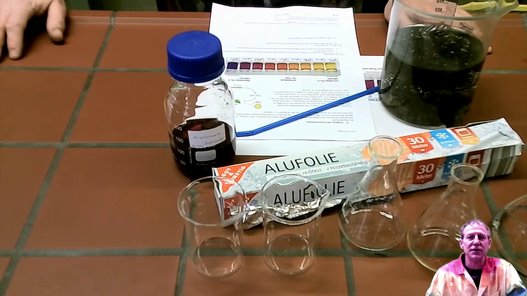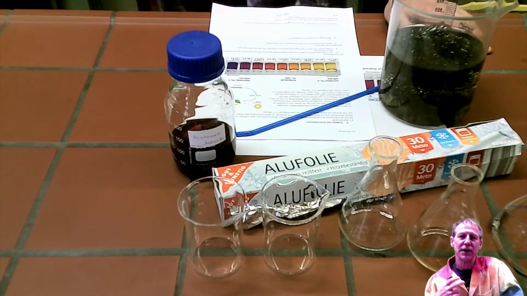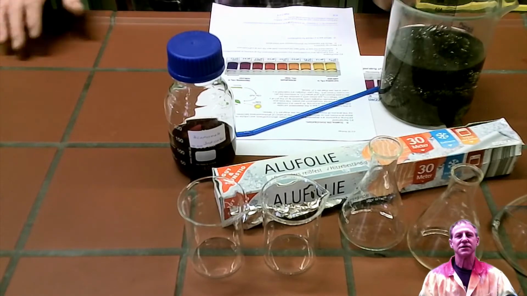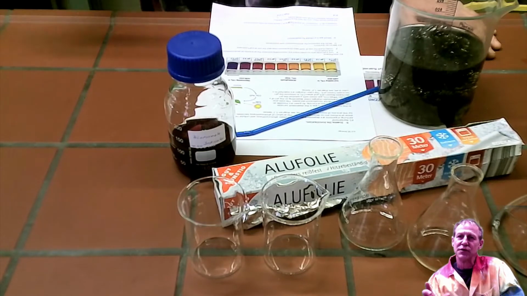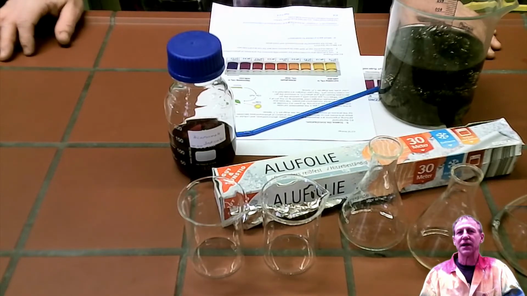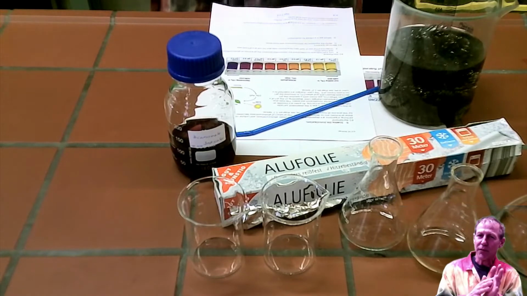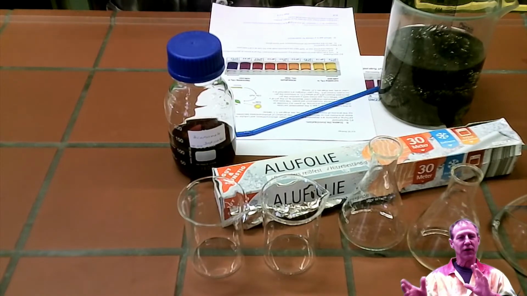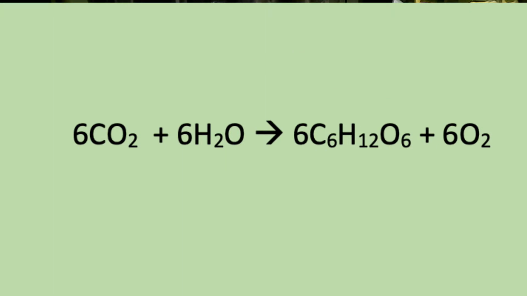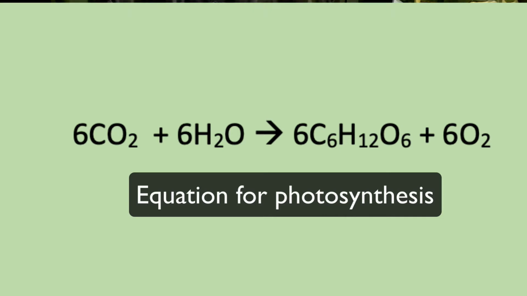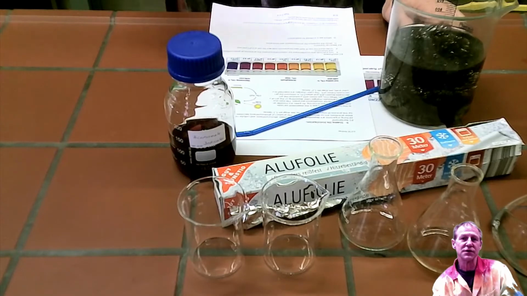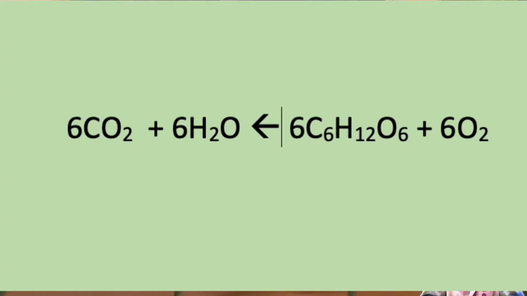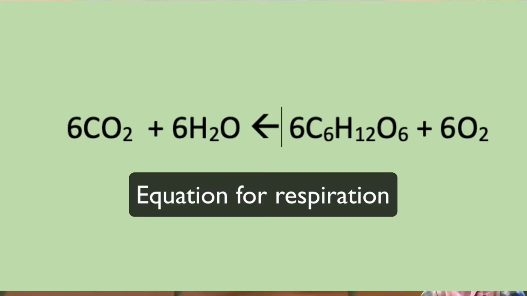Hello teachers and students. Today I'm going to run you through a demonstration connecting the processes of photosynthesis and cellular respiration. As we know, all living organisms rely on these two processes and they coexist together. If you can remember the equation for photosynthesis, carbon dioxide plus water equals sugar and oxygen gas as a byproduct. If we just reverse this arrow, you can see that it is the opposite, which is cellular respiration.